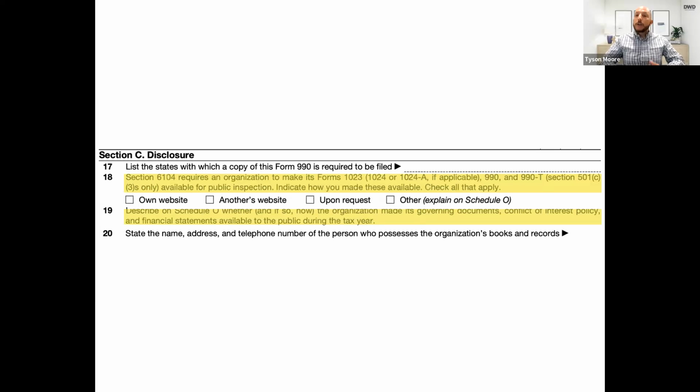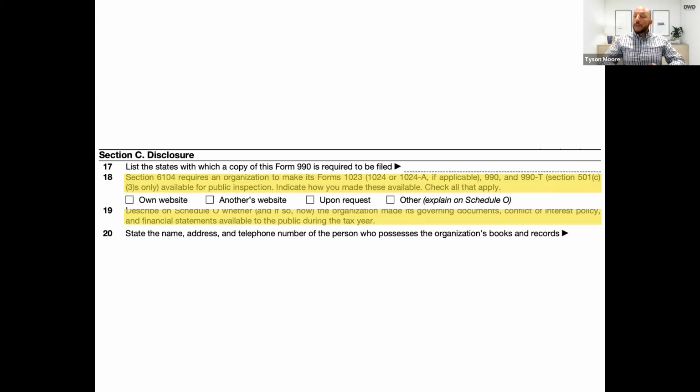And then it goes on to ask how you make those available. Is that going to be your own website, another's website, upon request, or other? One thing to note here is that another's website does not count if you're referring to the IRS or the GuideStar website. If it's just those websites, you can't check this box. Another's website would be something like a national organization. So maybe you're a local affiliate, and for some reason, the national organization puts all of the affiliate 990s on their website. Then you could answer yes here. But if you're just referring to GuideStar or the IRS website, then you would check no.